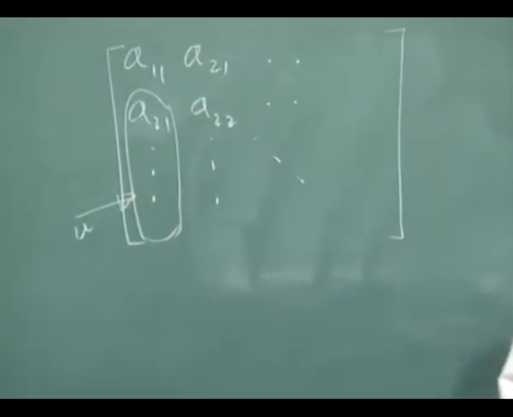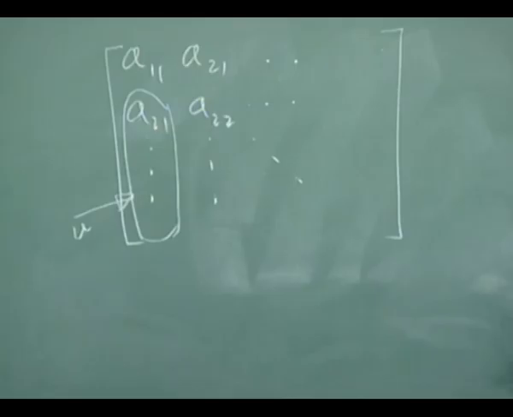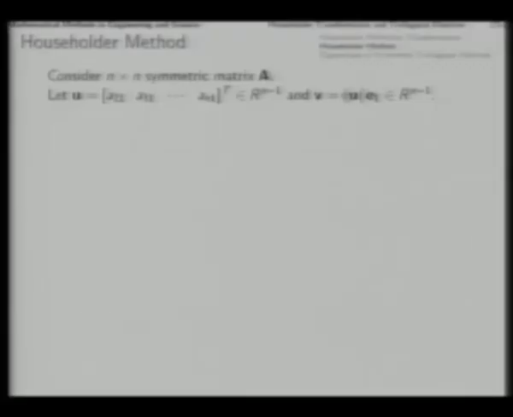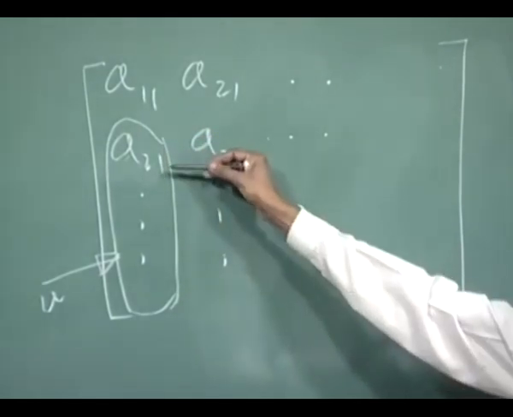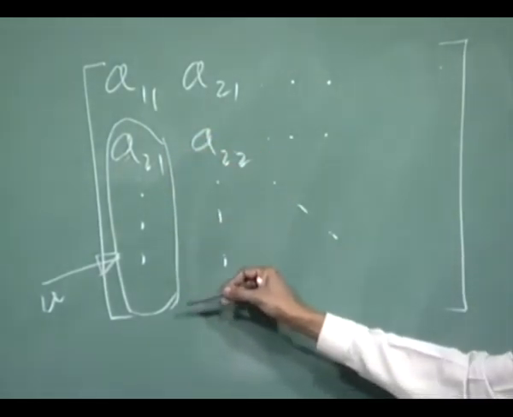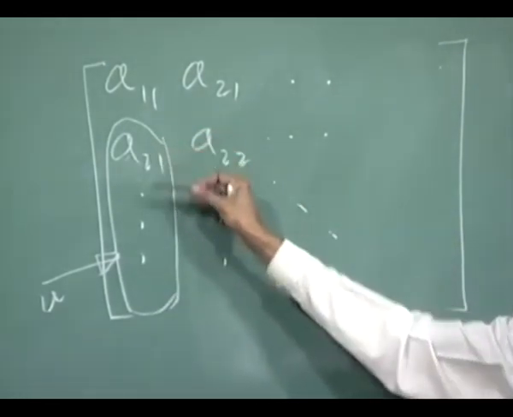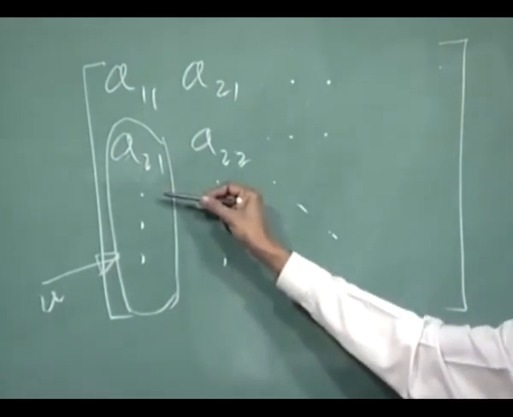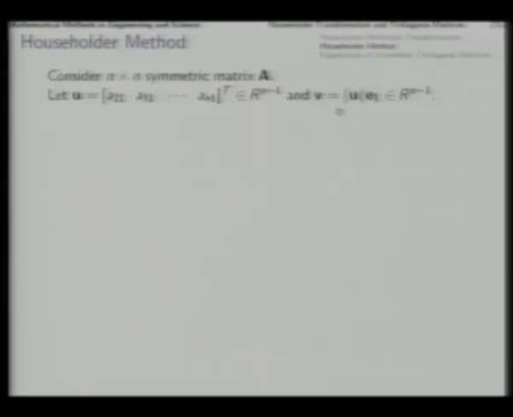And then v is taken to be a vector of the same dimension, but having a first entry which is the same as the norm of u. Whatever is the norm of this, that turns out to be the first entry of v, and all other entries of v are 0. That means the top entry of v will be the norm of this vector from a_21 to a_n1, and all the other n minus 2 entries of v will be 0. Like that we construct the vector v.